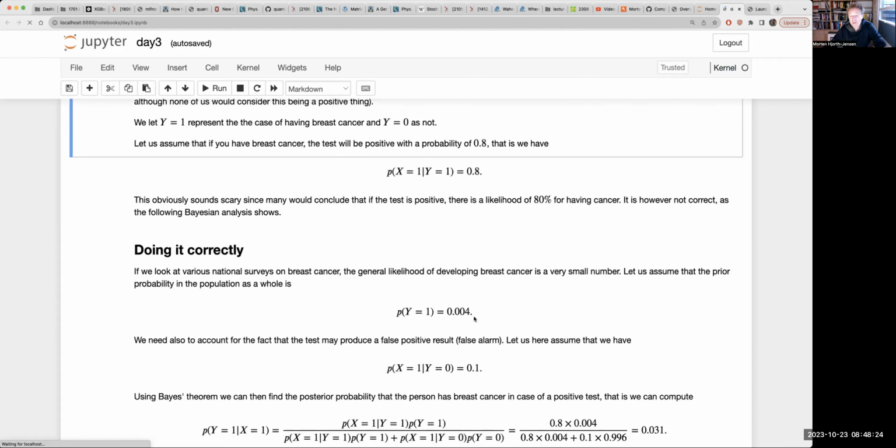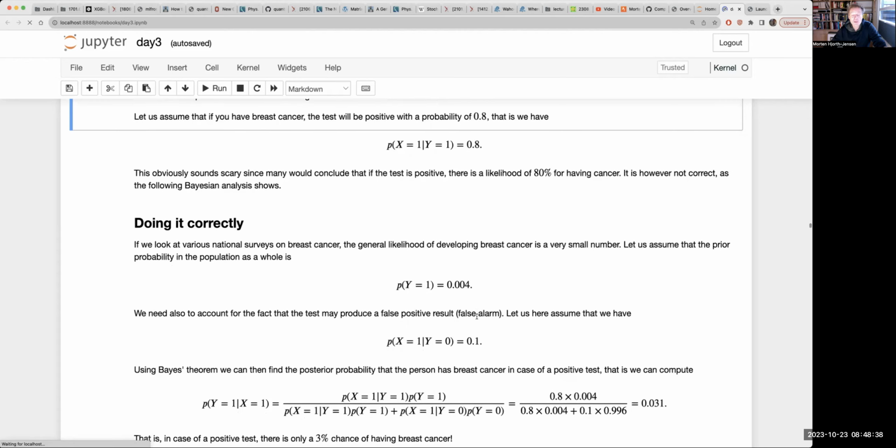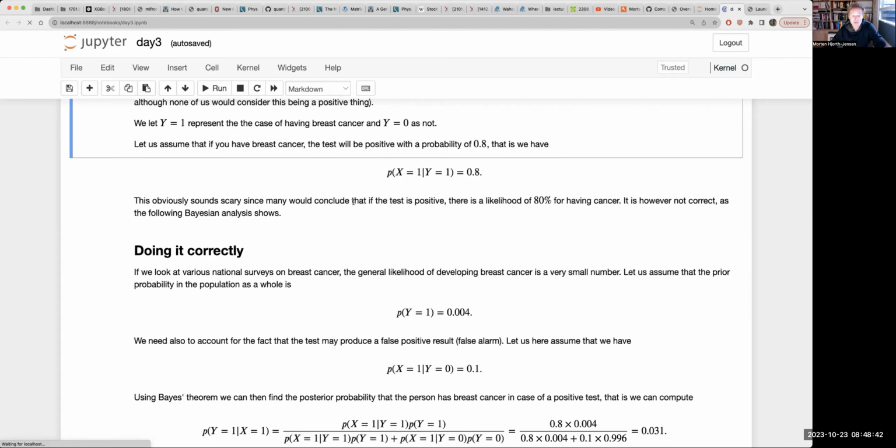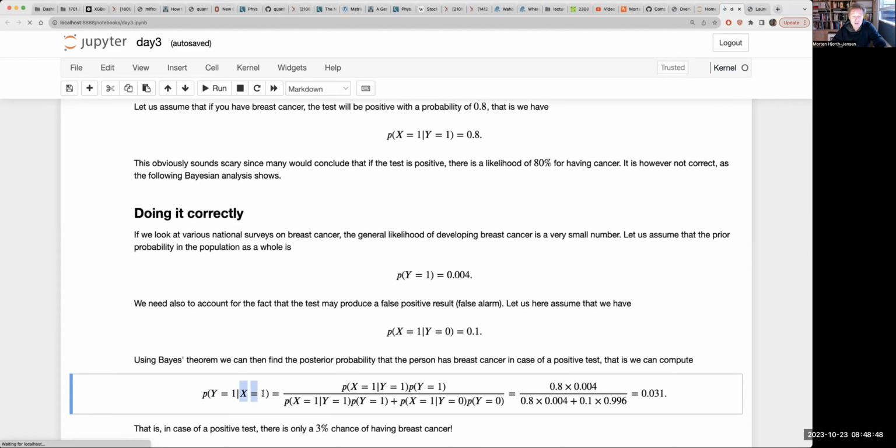And in this case, it's on the order of 10 to the minus, so this is 0.04%, so it's a very low percentage. So what we are going to do now is to use Bayes' theorem to actually estimate what is the probability of having breast cancer given that the mammography gives a positive hit.